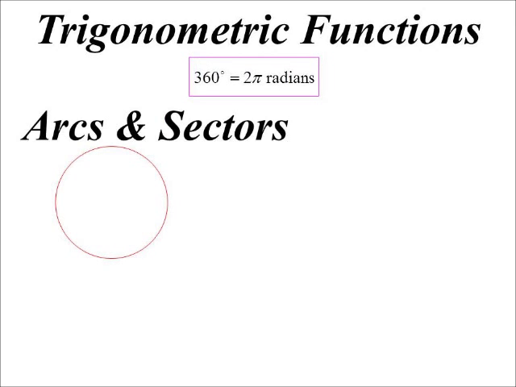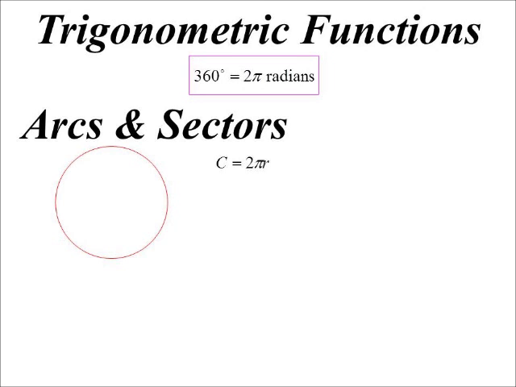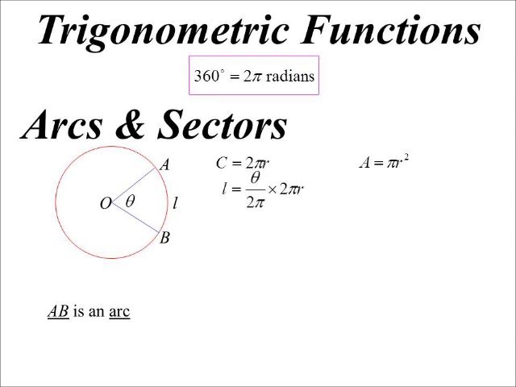Arcs and sectors that we start off with. We know how to find the circumference of a circle. We know how to find the area of a circle. But what if we're just interested in a piece of it? Now, if I'm only interested in the distance from A to B, then we know, AB is an arc, technical term. If I want to find the length of that arc, it's going to be that fraction of the circle.